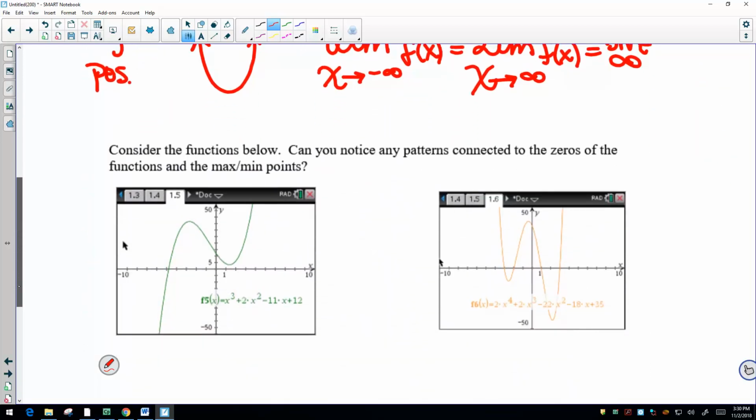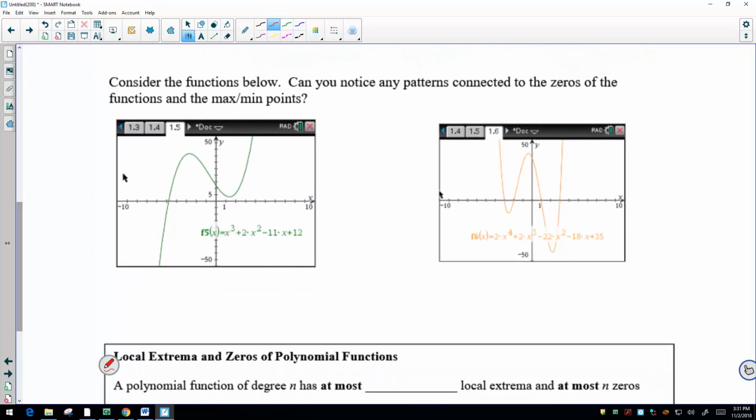Okay, some other patterns that we can see, and I know there's only 2 examples, but hopefully we can generalize this and look at this more in class. We want to think about the zeros where it crosses the x-axis, and we also want to look at the max-min points. So if we look at this first graph, again, taking notice of what we just said, I have degree 3, and it's positive. So keep that in mind. We got a positive graph, degree 3.